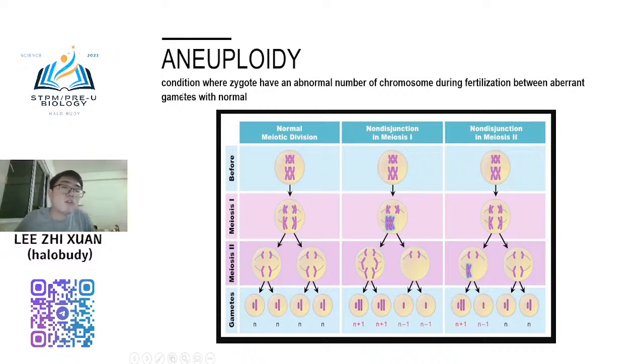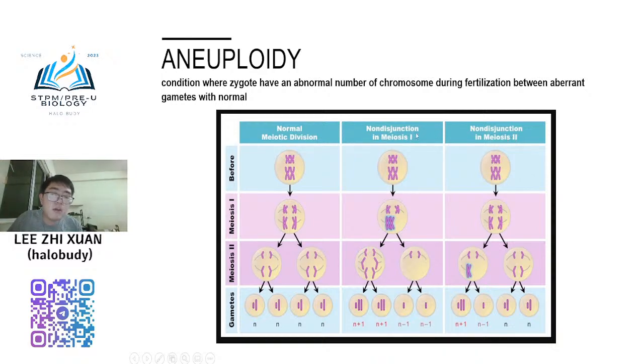Aneuploidy is a condition where the zygote has an abnormal number of chromosomes from fertilization between an aberrant gamete and a normal one. So aneuploidy normally involves an abnormal number of chromosomes during fertilization. It comes from the meiosis process, where there is already an abnormal meiosis. So if you see here, this is what we call non-disjunction, either in meiosis 1 or in meiosis 2.